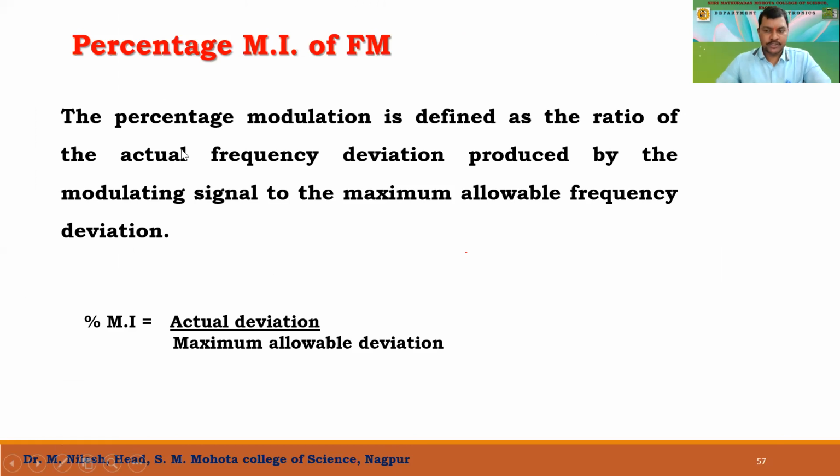Again, I am repeating the definition for you. The percentage modulation is defined as the ratio of the actual frequency deviation produced by the modulating signal to the maximum allowable frequency deviation, right? So that is the percentage deviation.